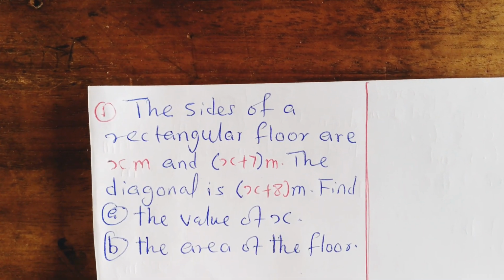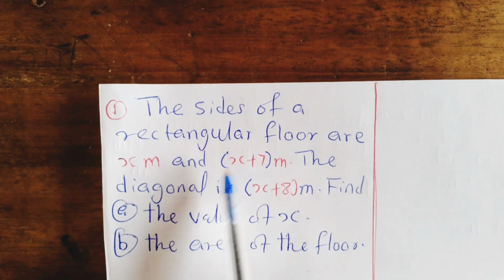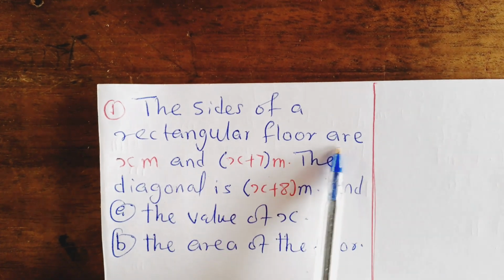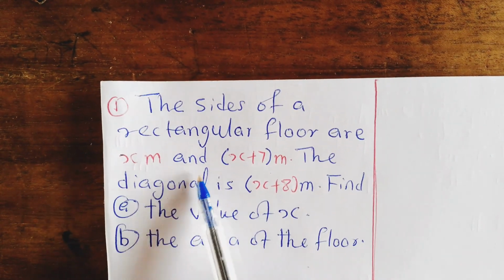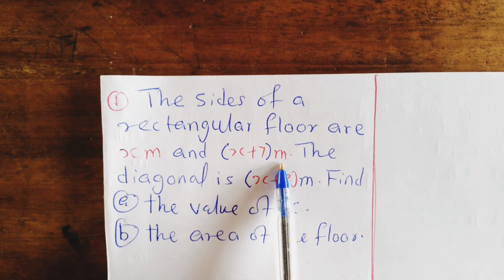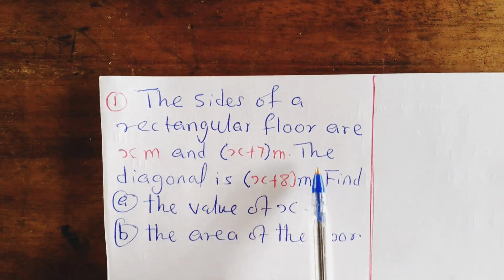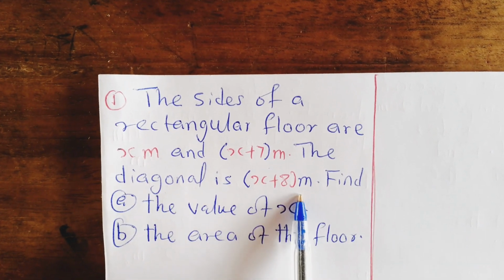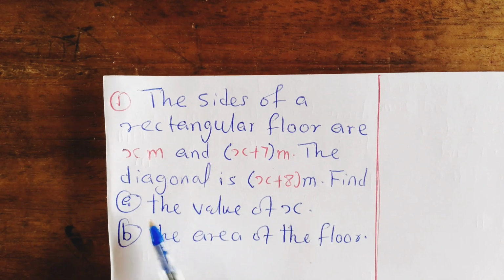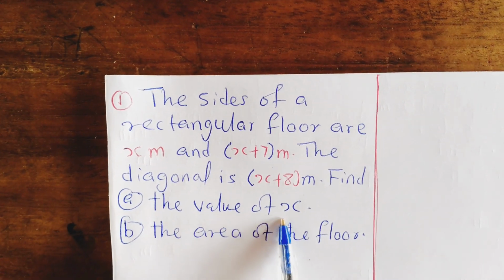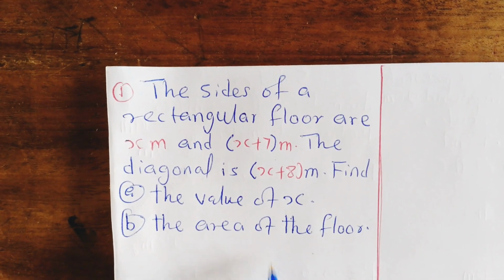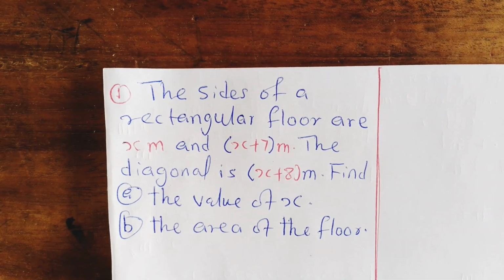Let's have a look at this question. It says that the sides of a rectangular floor are x meters and x plus 7 meters. The diagonal is x plus 8 meters. So our work is to find A, the value of x, and B, the area of the floor.